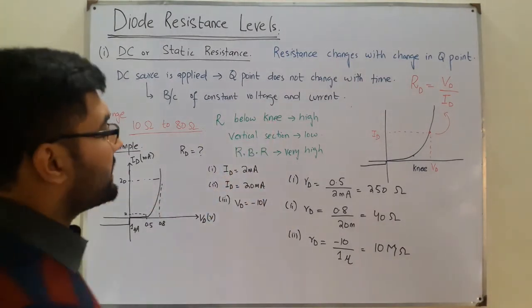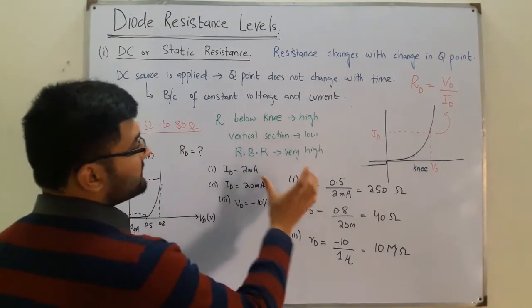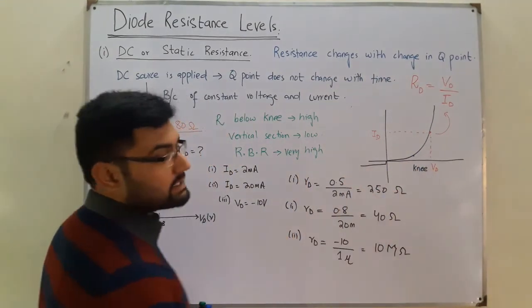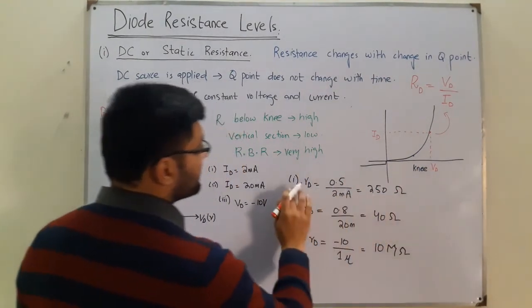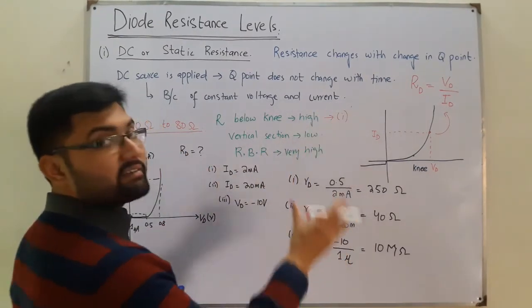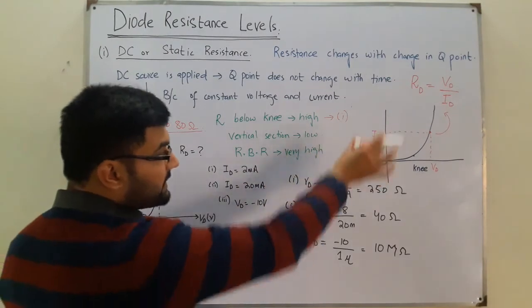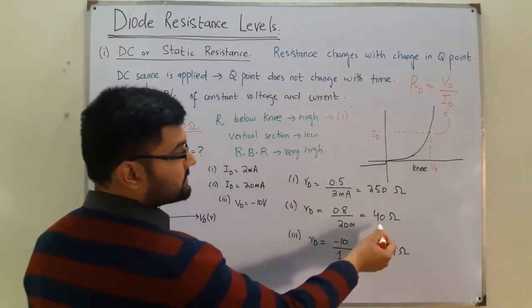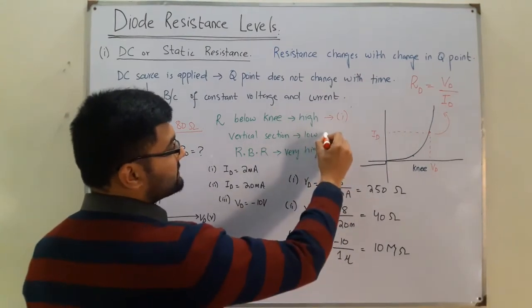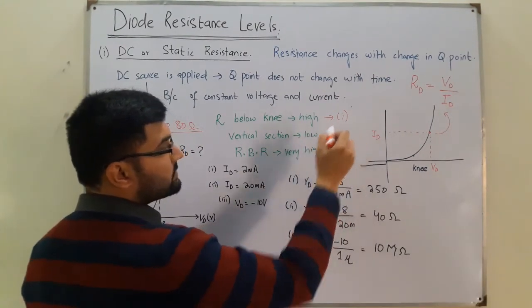As we said, below the knee the resistance is high, which means for 0.5 volts the resistance is high. This is case number one. Below the knee, we have a high resistance. Now in the vertical section, we have a low resistance. This 40 ohms is a low resistance, and 250 is very low, all right? So this suggests question number two.